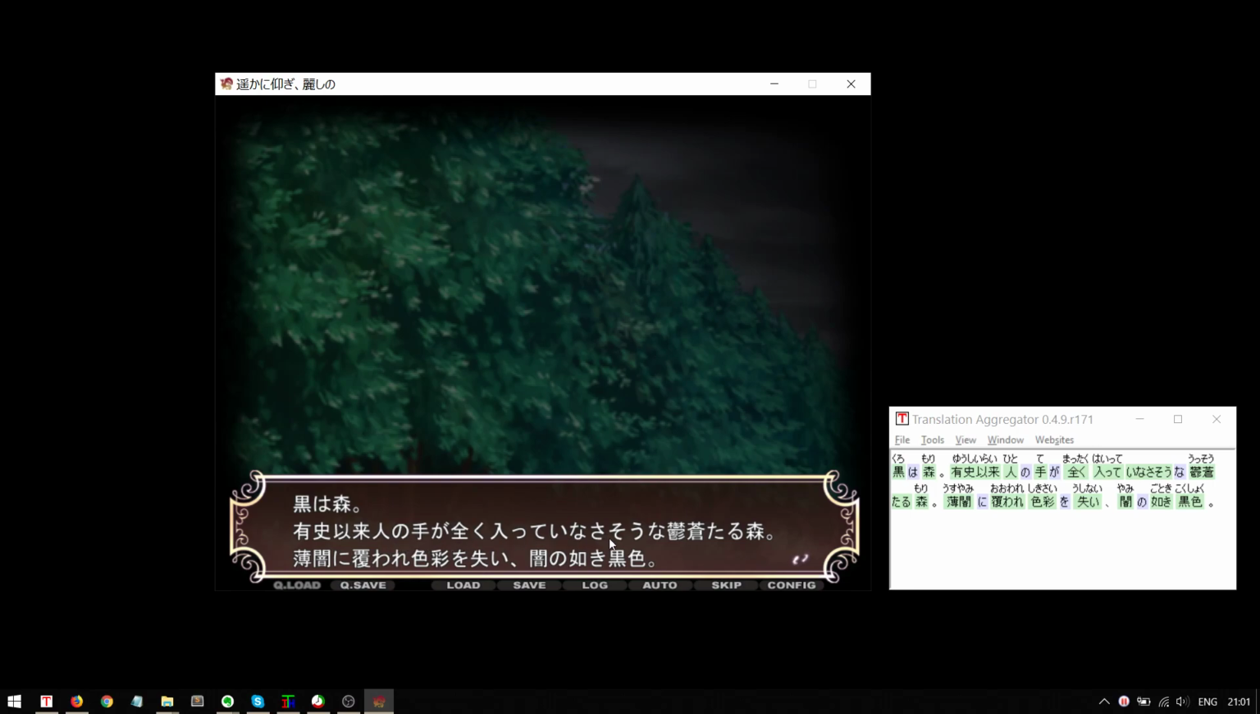And again, here's the sou particle. Haite nai is the original form, and then it uses the sou. So haite nasasou. It seems like no one has touched this forest since the beginning of time. This is where this comes in. Yushi irai.